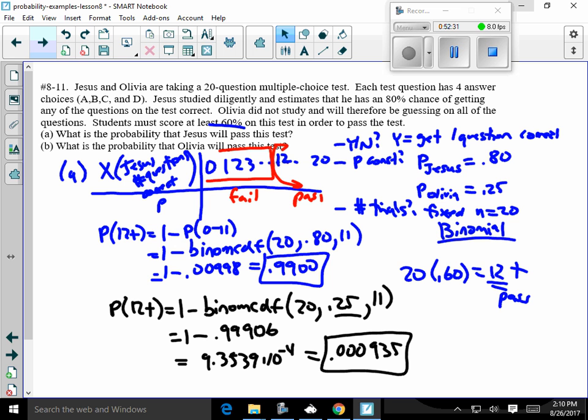Okay, so a lot of different problems related to the binomial, geometric, and Poisson, and kind of distributed typically. The binomial model is used far more often than the other two.